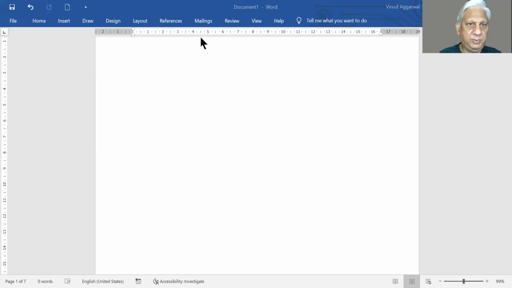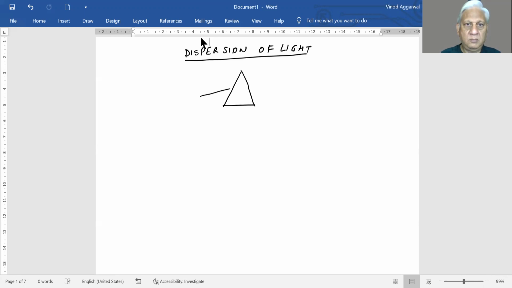Today's topic is dispersion of light. Many of you must have seen, if you take a prism and you put an incident beam here, when it comes out, it is not a single color.